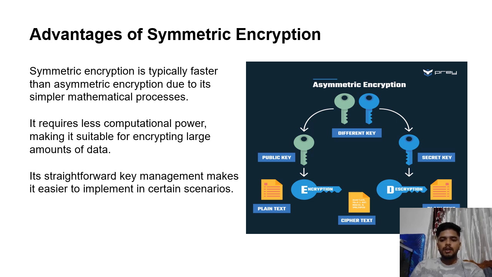So here is the diagram of the symmetric encryption, where there is a single secret key used for encryption of plain text into ciphertext, and decryption of that ciphertext into plain text by making use of the same secret key.